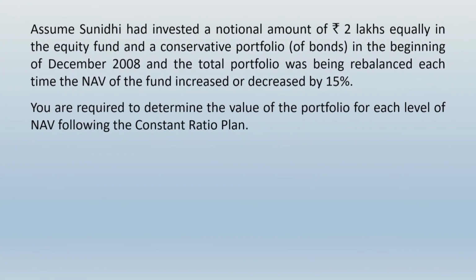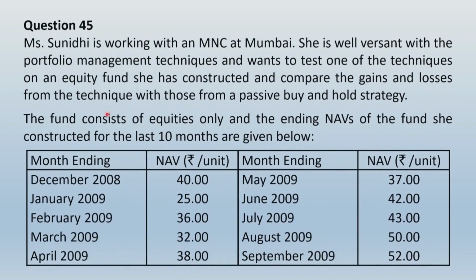So what is further given or what is required? The last line in the question says you are required to determine the value of the portfolio for each level of NAV following the constant ratio plan. So basically this investor, Miss Sunidhi, has gone for the constant ratio plan. Earlier in the question it was given that she wants to use this technique as against the buy and hold strategy. The first strategy we have learned is the buy and hold strategy, a kind of passive portfolio management strategy, a do-nothing kind of strategy.